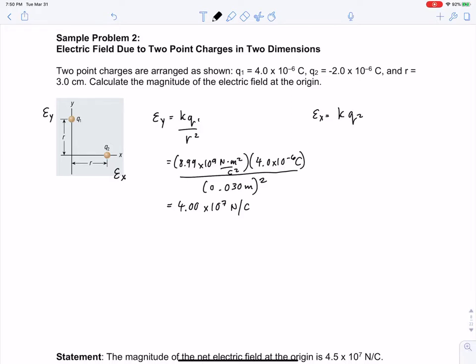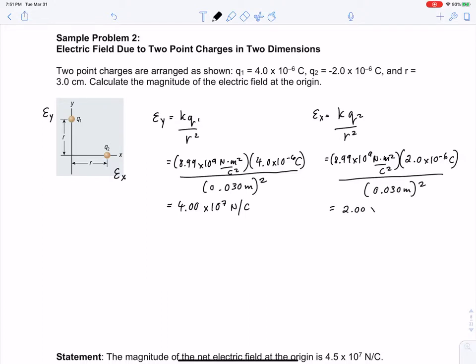It's K, this time Q2 over R squared. Again, 8.99 times 10 to the power of 9 newtons times meter squared per coulomb squared times this time the magnitude of the charge is 2.0 times 10 to the power of negative 6 coulombs, and divide this with a radius of 0.030 meters. Don't forget to square it. If you do so, you end up with 2 times 10 to the power of 7 newtons per coulomb.